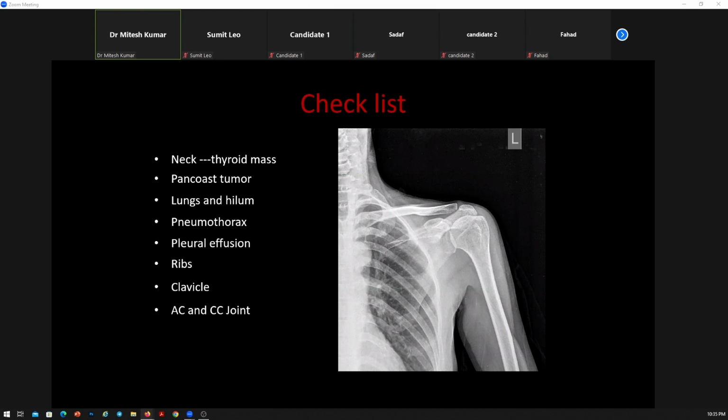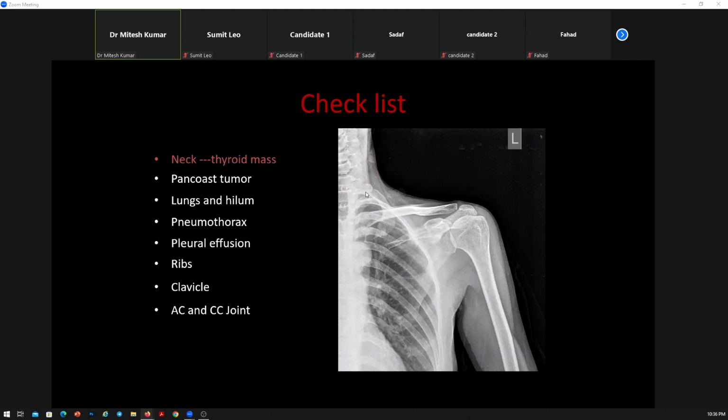Now starting from the first point, the neck. Here we can see some part of the neck. So we can expect some kind of lumpy bumpy appearance in this, which could be either a thyroid mass or a lymph nodal mass or mass of any etiology. So we should always keep an eye on this lower part of the neck.